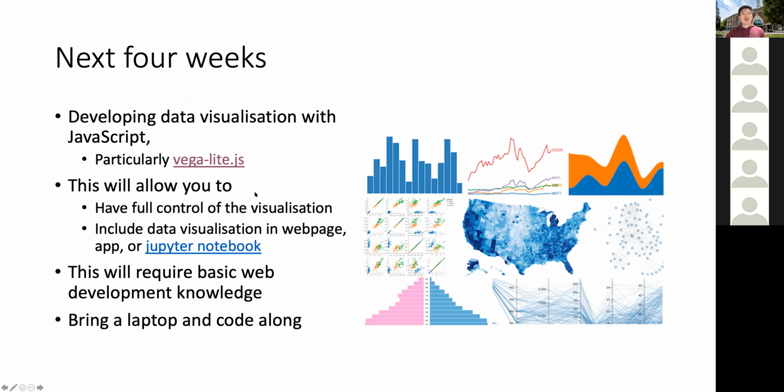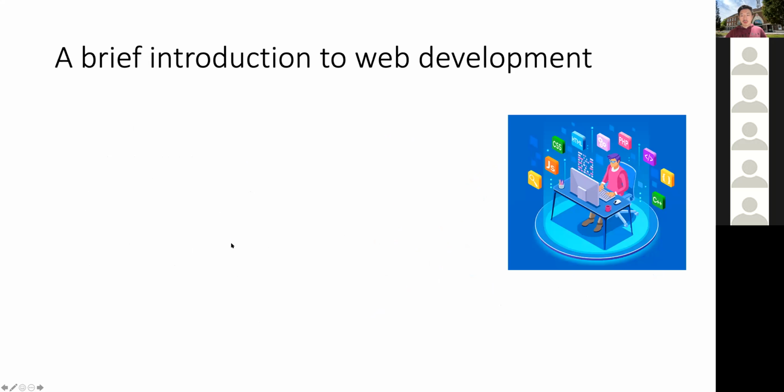Okay, and as I mentioned, compared to Tableau, you would have full control of the visualization. You can specify lots of the details, which you used to have to click through different options in Tableau, and now you can just specify them in the code. Once you know how to do that, it's actually probably faster. And then the visualization you created can be included in different places that can run JavaScript, including web pages, mobile apps, and even the Jupyter notebook.